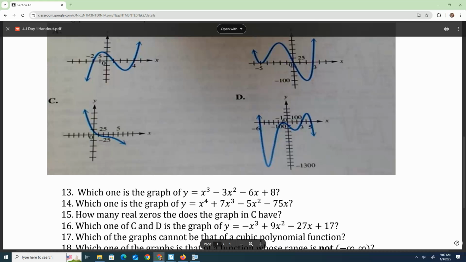Okay, where's the first place it hits the x-axis? -6. So what would I write in my factored form? X plus 6. Did it bounce or go through? It went through, so it doesn't need a square. The next place it hits, kind of hard to tell, is -1. So at -1, what would I put? X plus 1. And that one bounced. So that one gets a square.